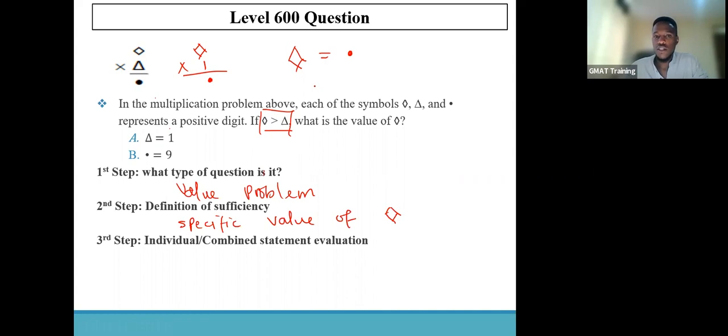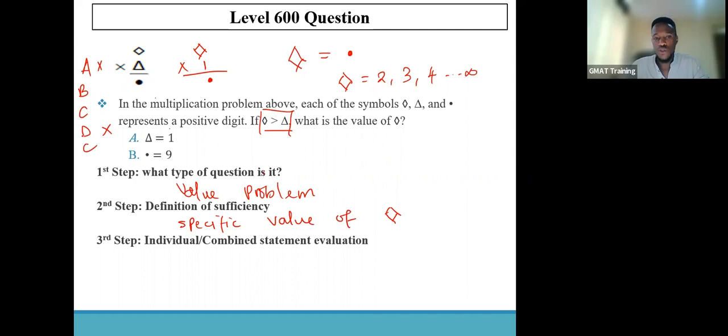So since the triangle is equal to 1, we would expect the rhombus to take any value that is greater than 1. That would be 2, 3, 4, all the way to infinity. And remember, a sufficient statement is one that leads us to identify a specific value of that symbol. Since statement 1 leads us to very many numbers, it becomes insufficient. For that reason, answer choice A cannot be our correct answer.